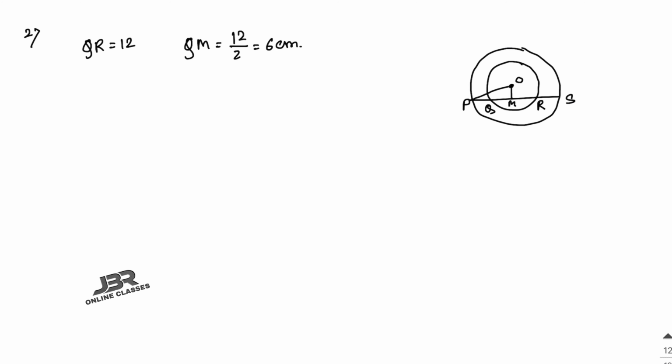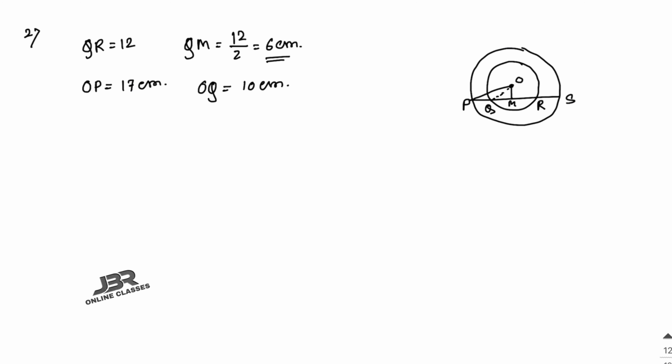Now next, the radii of two concentric circles are 17 and 10 centimeter. That means OP is 17 centimeter, and if you join OQ, OQ is the radius of the inner circle, so OQ is equal to 10 centimeter. You have to find out the value of PQ. First you have to find out the value of QM.